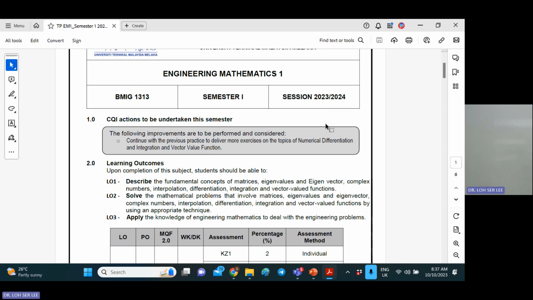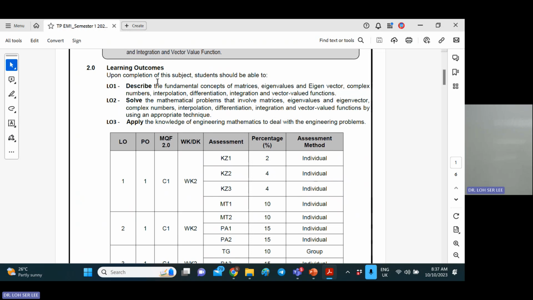So for this course, we have 3 learning outcomes. Upon completion of this subject, you should be able to describe the fundamental concepts of these subtopics: matrices, eigenvalues and eigenvectors, which may be new to you, an application of matrices. And complex numbers, which I think most of you know. Interpolation, which I think is new. Differentiation, integration, numerical differentiation and numerical integration. The last topic is vector-valued functions.